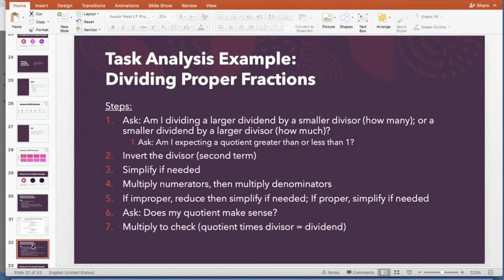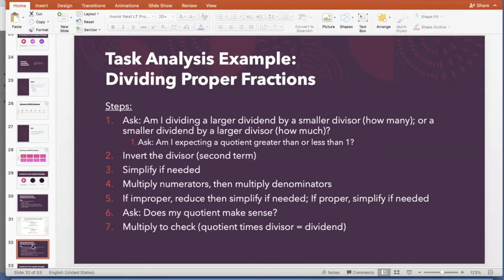So before I even get into my procedural steps, I want students estimating based on what they understand about the concepts of fraction division. Then invert the divisor, simplify, multiply, reduce and simplify. And then at the end, coming back to the concepts, ask, does my quotient make sense? Based on what I was thinking about when I got started and what I was expecting to see. And then I added a step to check.